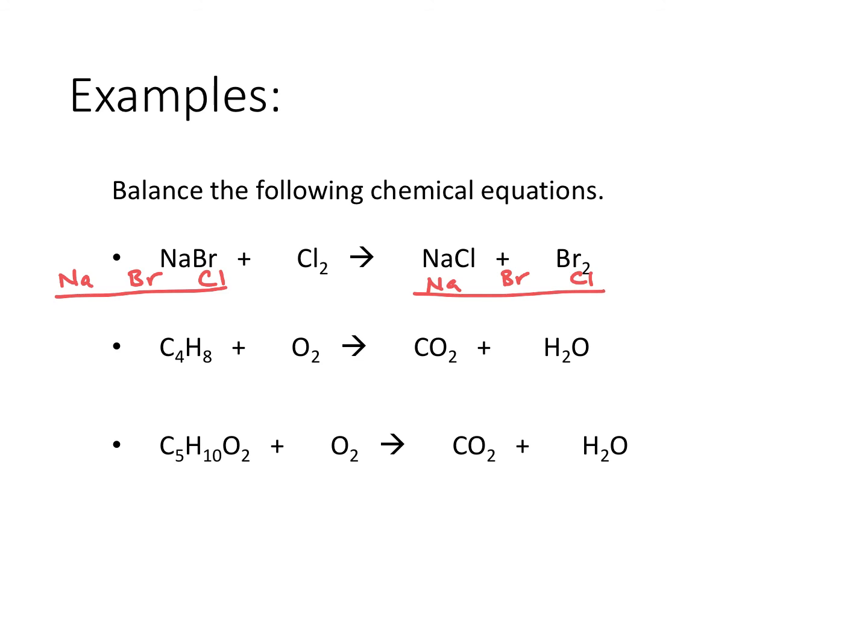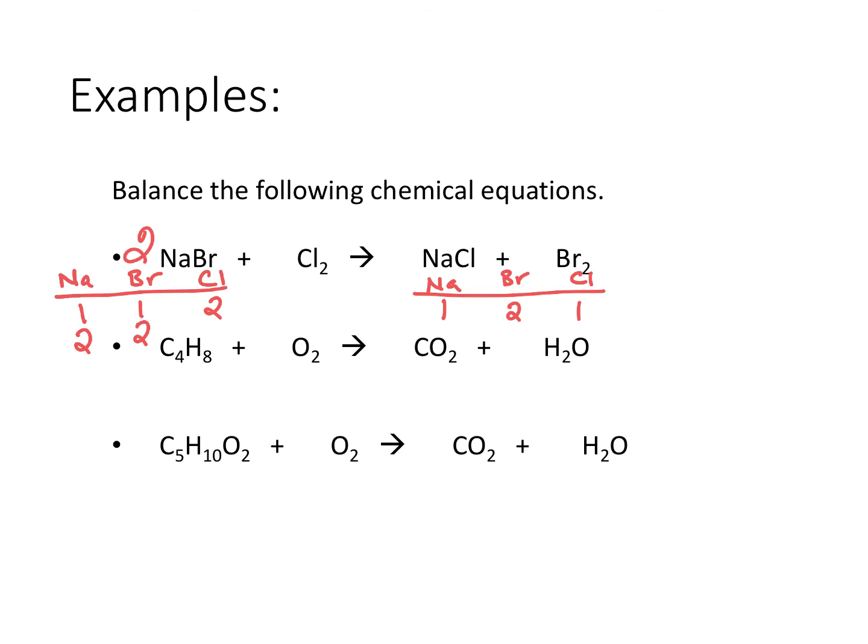So to start, I have 1 sodium, 1 bromine, 2 chlorine atoms, 1 sodium, 2 bromines, 1 chlorine atom. So I need to get bromine up to 2 on both sides and chlorine up to 2 on both sides. Sodium currently is balanced. So to get bromine up to 2 on the reactant side, I would need to put a 2 in front of the sodium bromide. So that gives me 2 bromines, but that also gives me 2 sodiums.